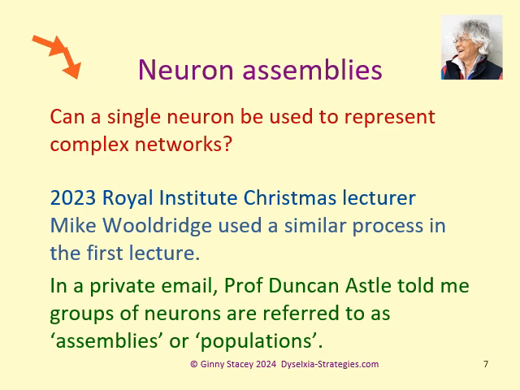And I was very happy to see that in the Royal Institution Christmas lecture of 2023, Mike Waldridge used a very similar process in the first lecture of simplifying a mass of neurons working together and represented them by a single one. And I'm told in a private email by Professor Duncan Astle from Cambridge that groups of neurons are referred to as neuron assemblies or populations, and that's what I'm going to use in this video.